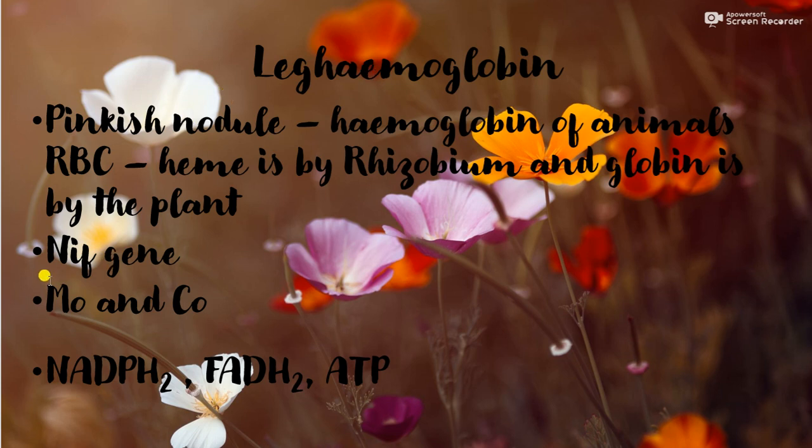This is because of the presence of a gene called the nitrogen fixing gene, or NIF gene, the presence of leg hemoglobin, and heme production. Rhizobium and also leguminous plants contribute to the production of the NIF gene. Two elements are necessary for leg hemoglobin production and also the function, nitrogen fixation. They are molybdenum and cobalt.